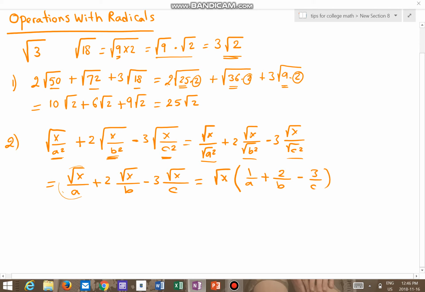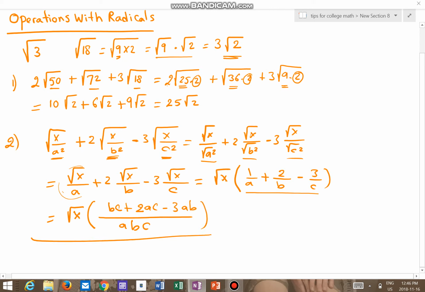Or if you are looking for getting a common denominator for your 3 denominators here, I can do that by saying, okay, so square root of x stays the same. Here I have abc as my common denominator. Then what's left from the 1 over a will be bc plus 2ac minus 3ab. And that's the final solution that you're looking for.